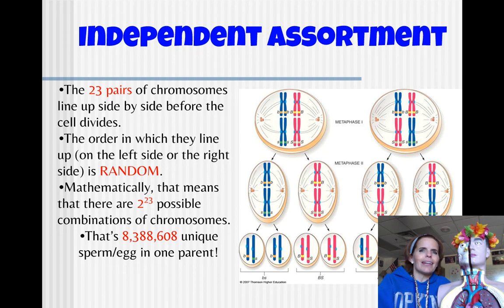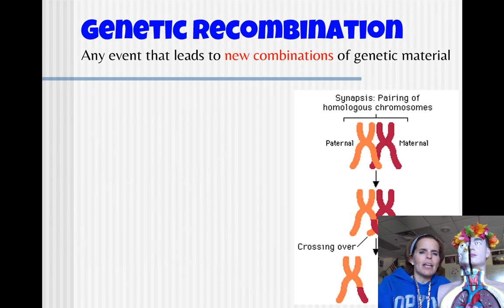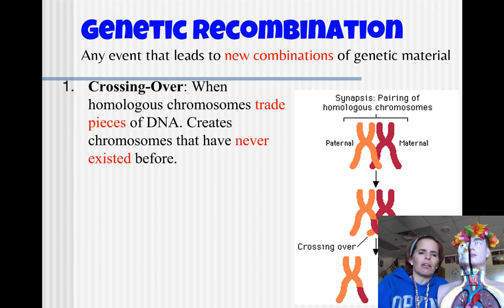So that's adding a lot to genetic diversity, and we'll get to why that matters in just a minute. So what is genetic recombination? Genetic recombination is any event that leads to new combinations of genetic material, and there are 3 circumstances that we're going to talk about primarily. The first one is crossing over. We've mentioned it before. We're mentioning it again.